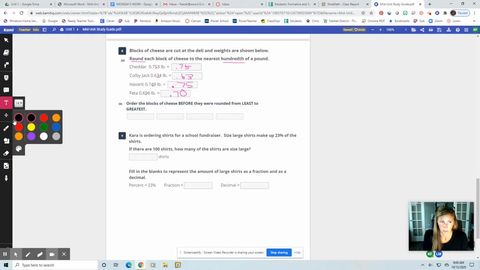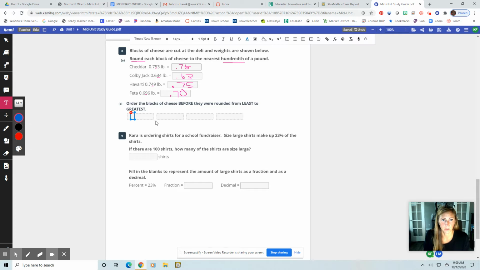And then we have to put them in order, and they need to be in least to greatest before we've even rounded them. So the smallest one before rounding would be, I'm going to look left to right. So first I have a 7, a 6, a 7, and a 6. So it's between Colby Jack and feta. This one has a 63, this one has a 69. So Colby Jack is going to be first. And then that means feta would be second.